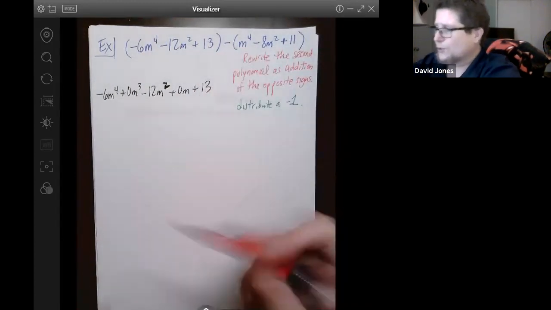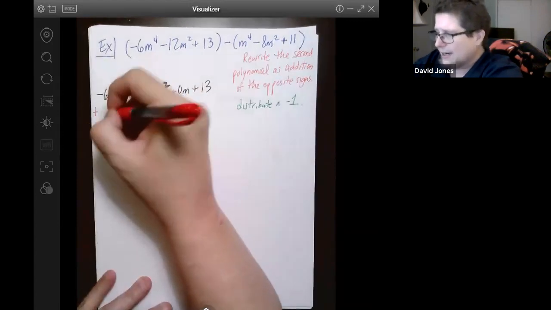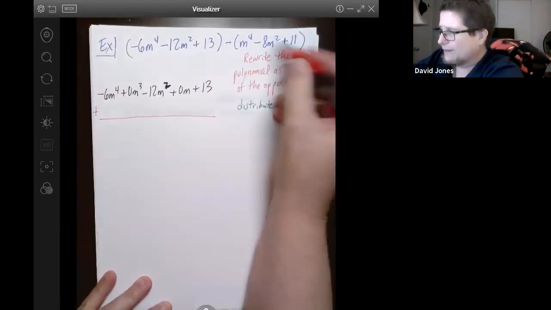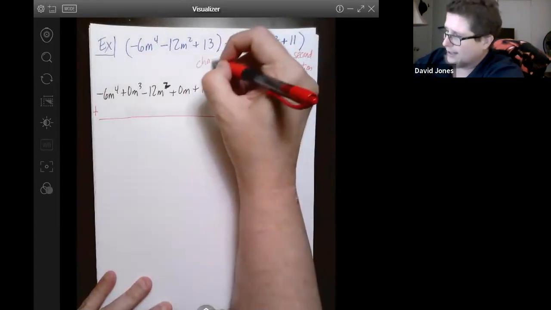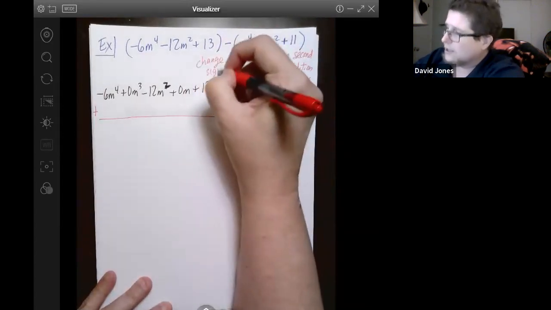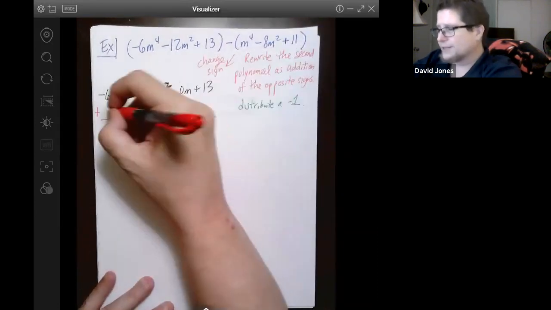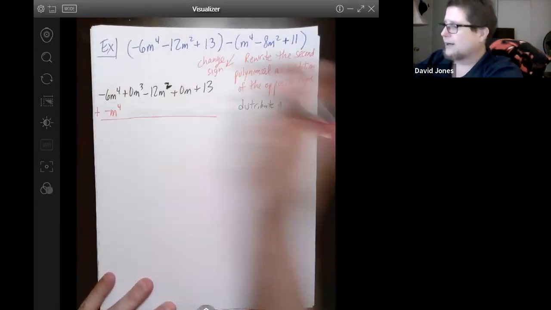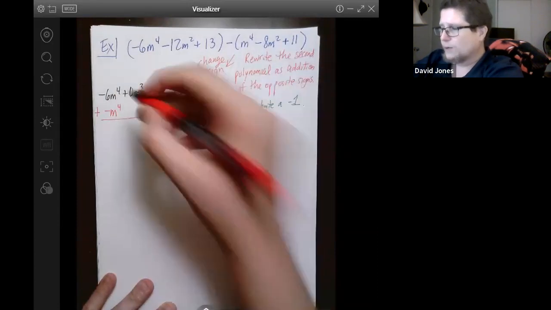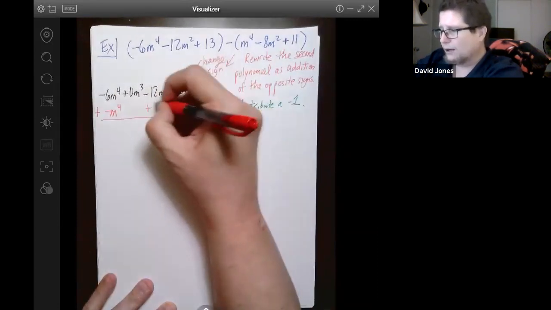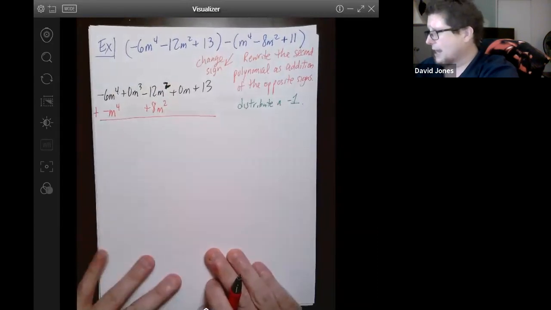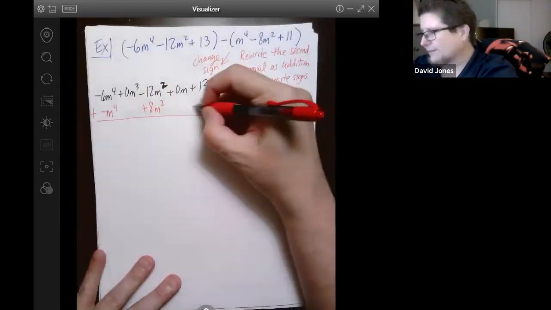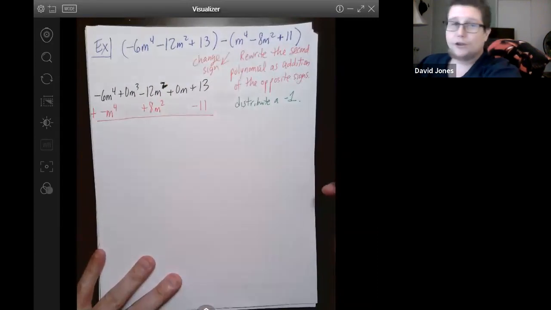Now I'm going to add the opposite sign. So everything that's in here, I'm going to change the sign. So m to the fourth becomes negative m to the fourth. Negative 8m squared becomes positive 8m squared. I'll line it up under the m squared terms. And 11 becomes negative 11. I'll line that up under the term with no variable.